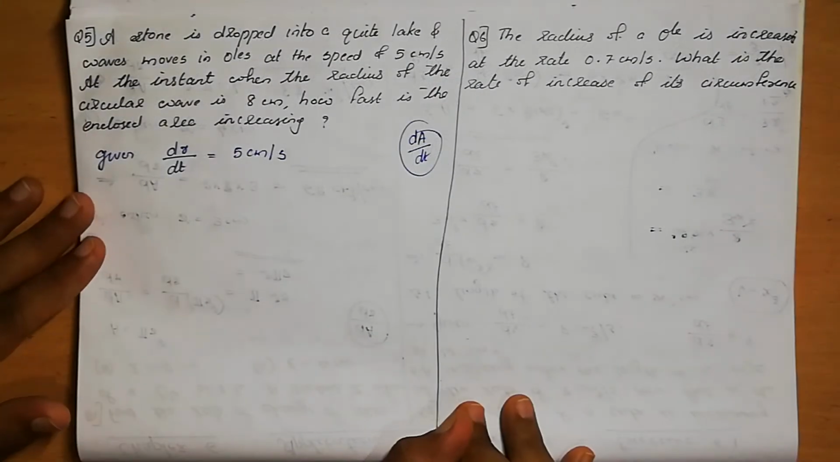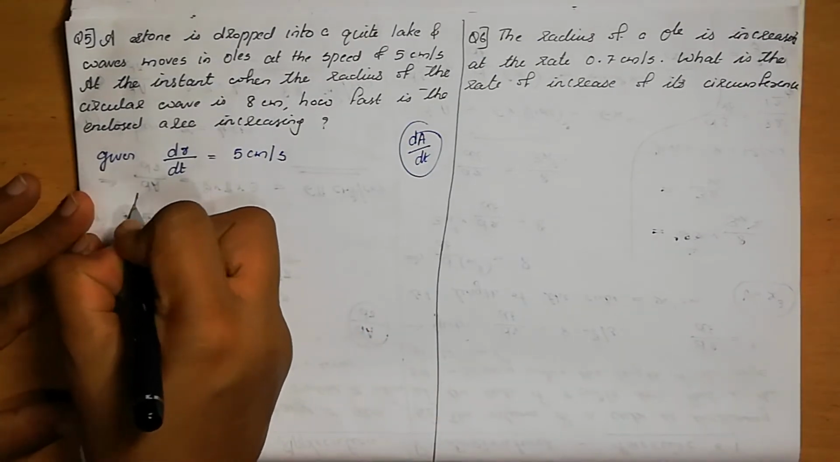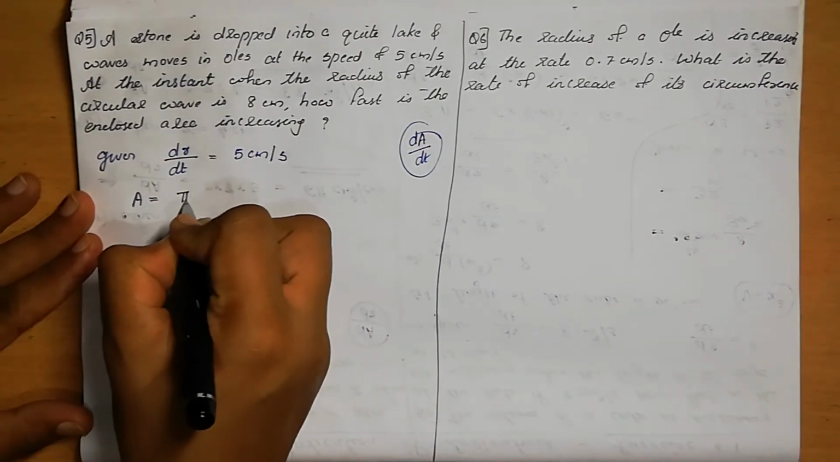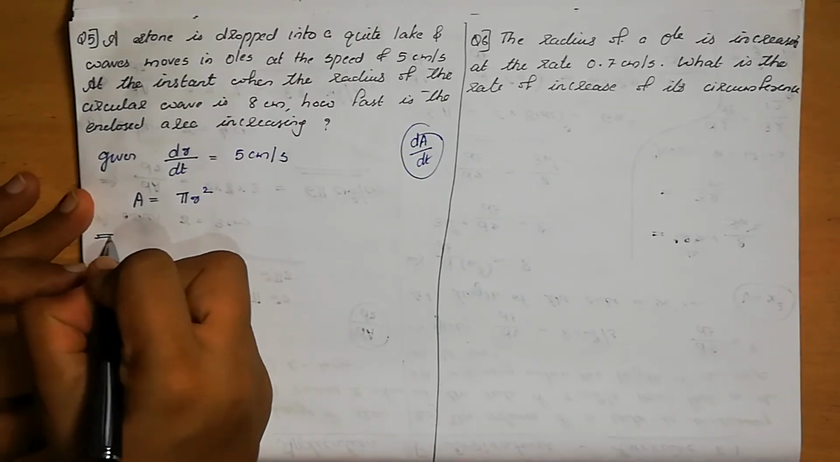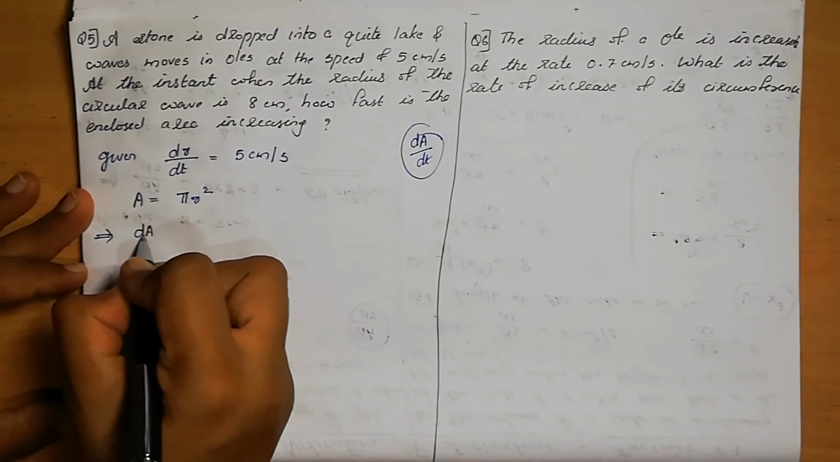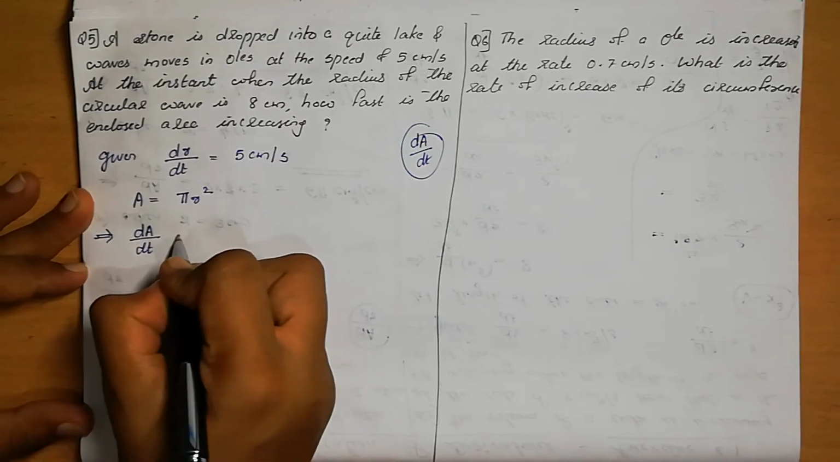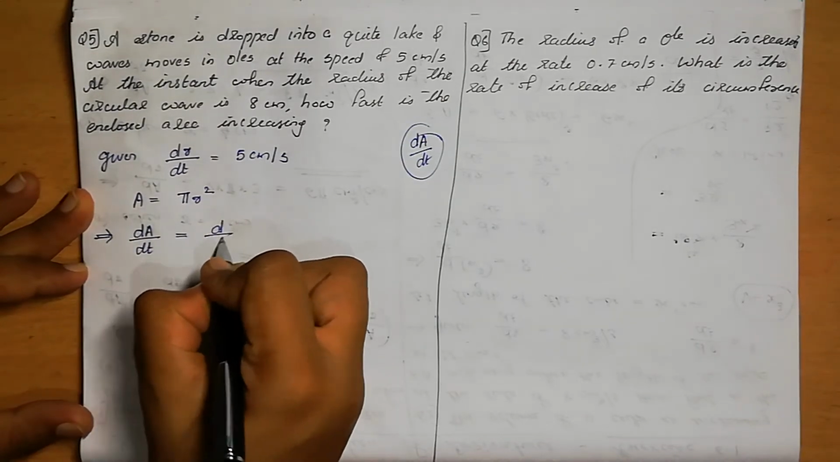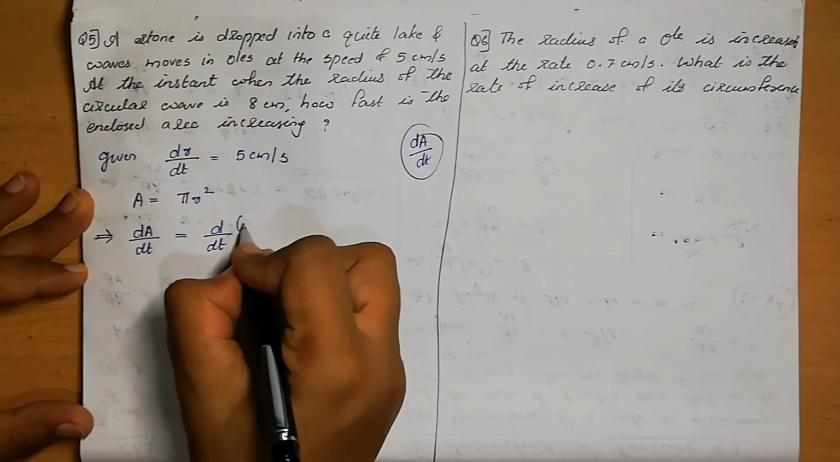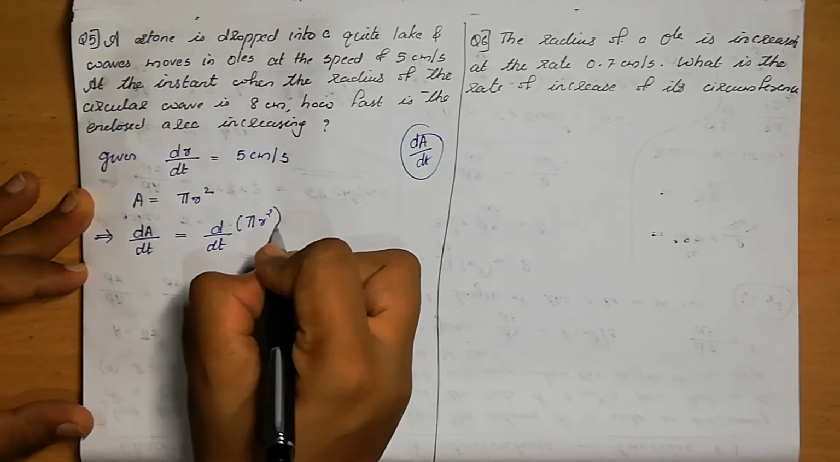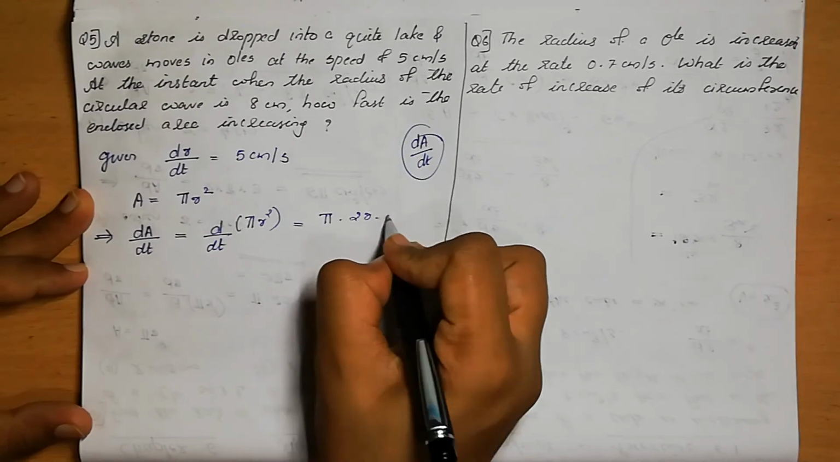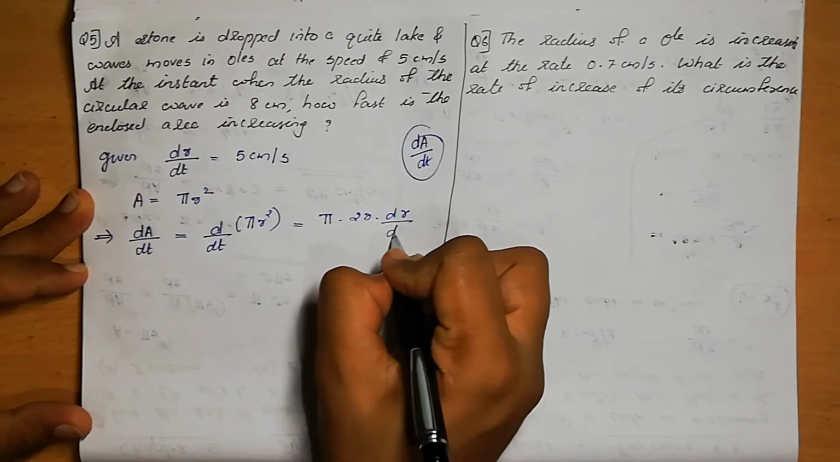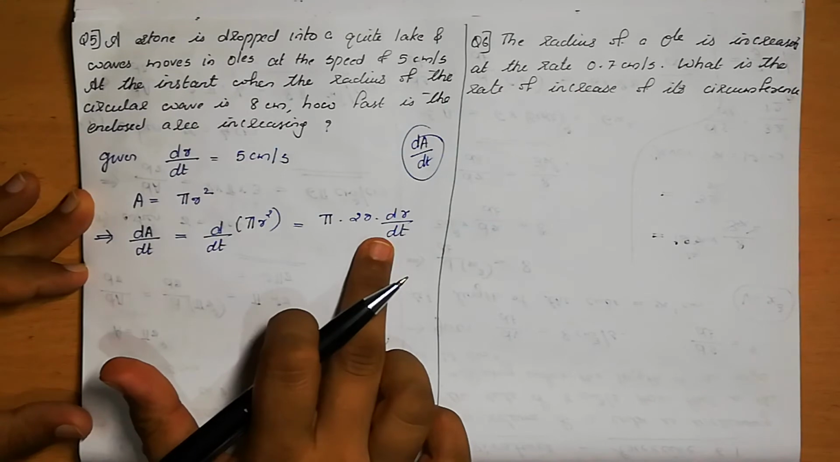Correct. So what is the area of the circle? Area of the circle is pi r square, right? So we are going to find the rate of change of area with respect to time. That means dA by dt. dA by dt equals d by dt of what is the equation of area? Pi r square. Pi is a constant. Derivative of r square is 2r into dr by dt. We can substitute the value of dr by dt as 5.